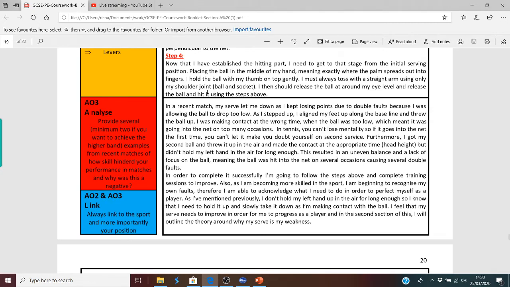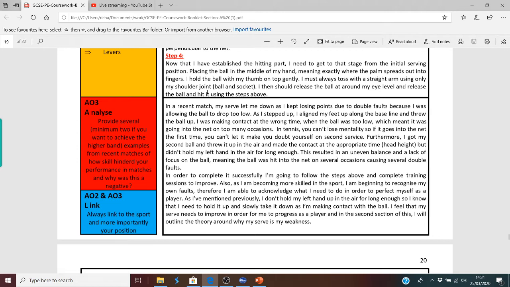So in a recent match, my serve let me down as I kept losing points due to double faults because I was allowing the ball to drop too low. As I stepped up, in my alignment, I allowed my feet along the baseline and threw the ball up. I was making contact at the wrong time when the ball was too low, which meant it was going into the net on too many occasions.